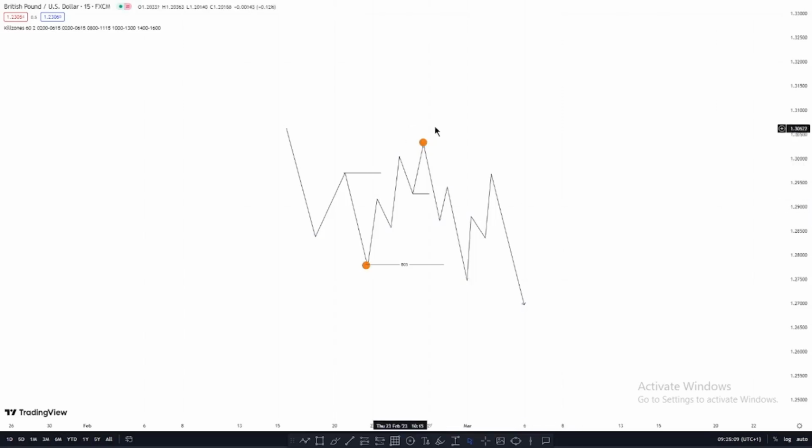So this is your major high. And then it came down to break this major low here. After breaking this major low, it printed this low here. Is this a valid low? Guys, look at it. Is it a valid low?